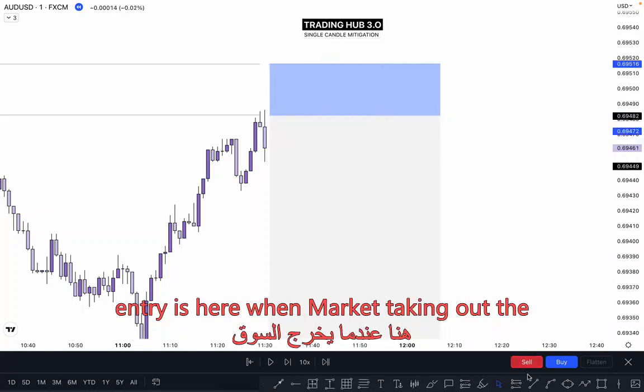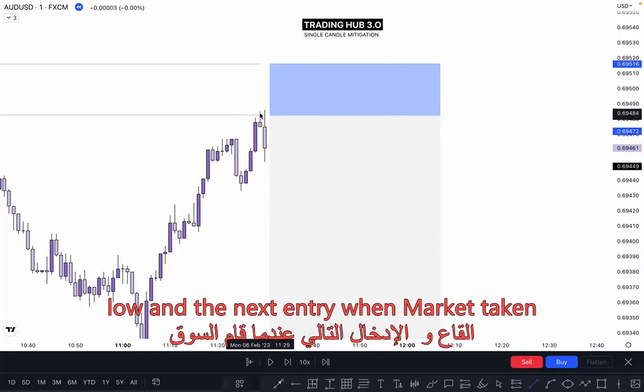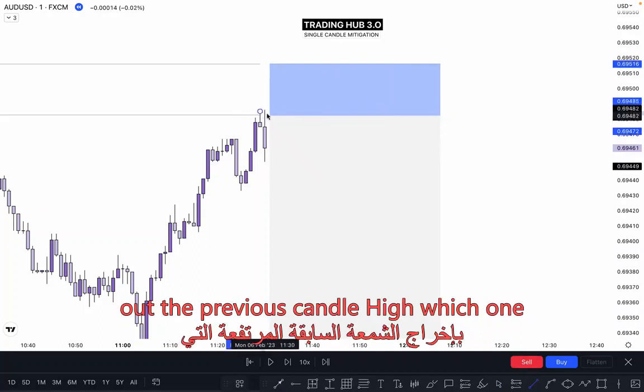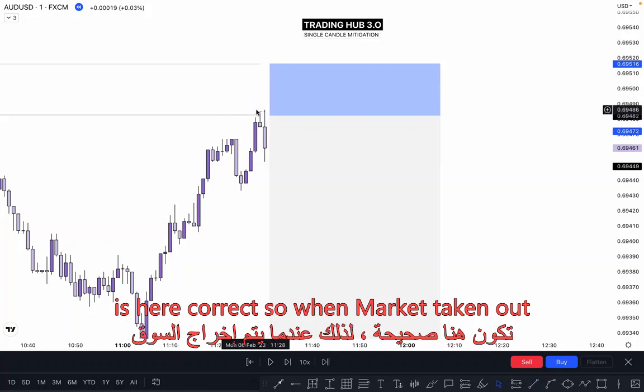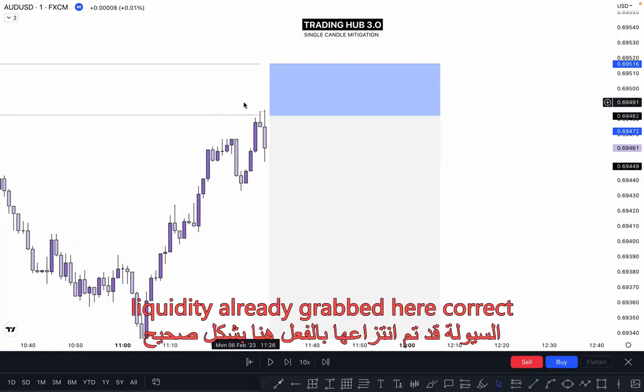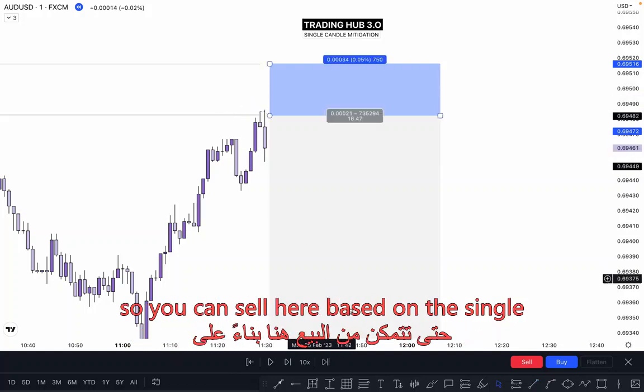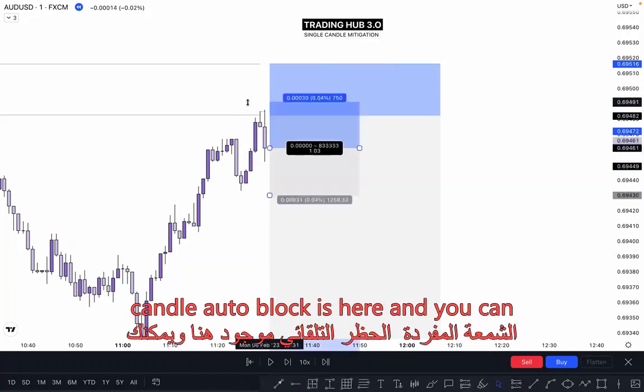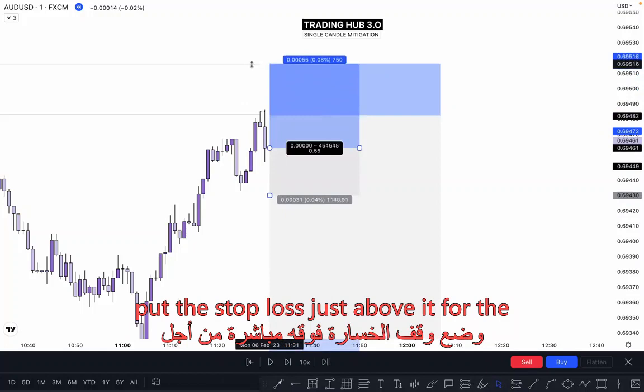And the next possible entry is here when market has taken out the low, and the next entry when market has taken out the previous candle high, which one is here, correct? So when market has taken out the previous candle high, it means liquidity is already grabbed here, correct? So you can sell here based on the single candle order block here, and you can put the stop loss just above it for the safer side.